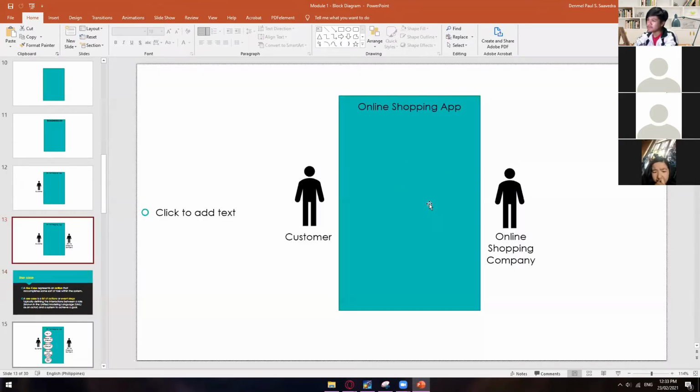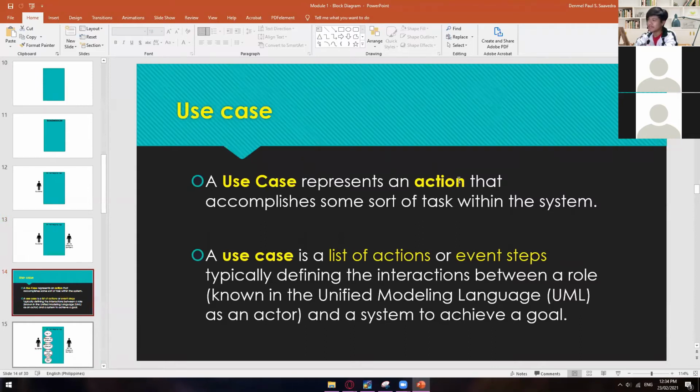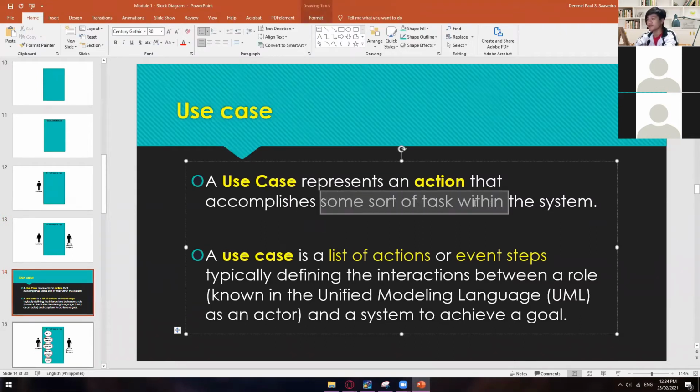So now the only missing part in here are the use cases or the actions. We can have as many actions as you can have here. Let's just say that those actions are the functions or the things that you can do inside of this system. A use case represents an action that accomplishes some sort of task within the system. A use case is a list of actions or event steps, typically defining the interactions between a role known in the Unified Modeling Language as an actor.